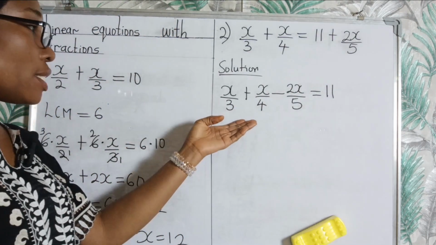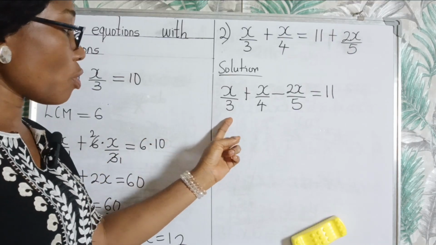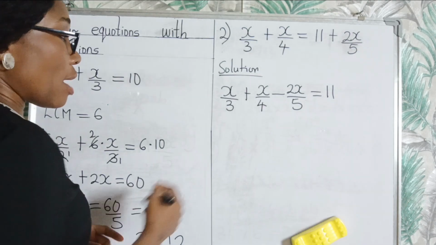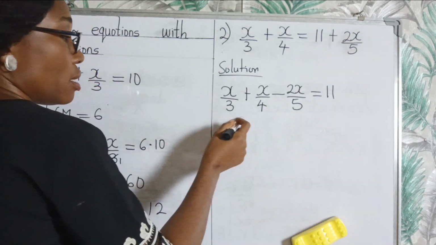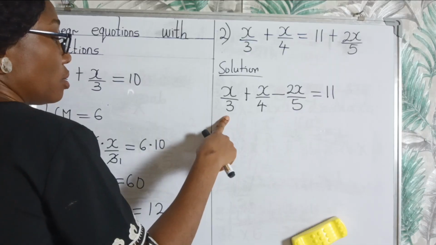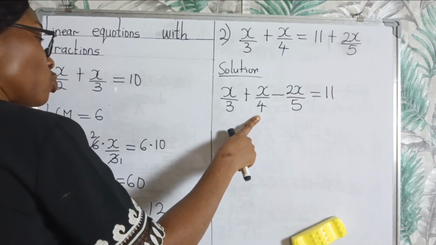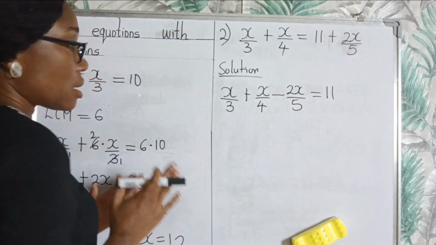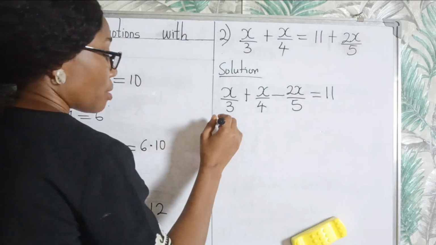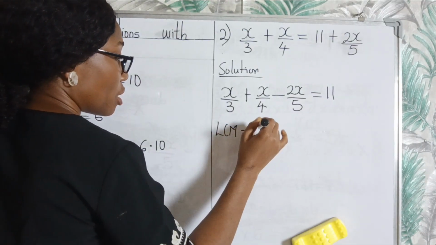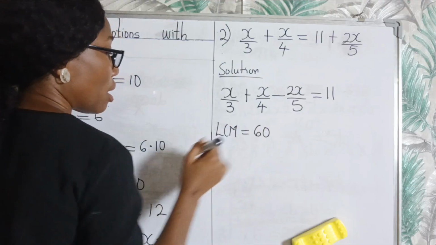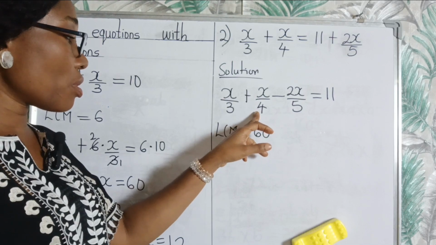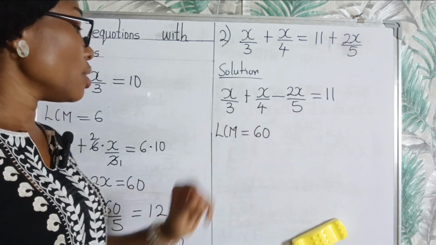Now, I'll do the same thing I did in the first example. I'm going to look for a common denominator. So how do I get that common denominator? I have to multiply these denominators, okay? So 3 times 4 is 12, 12 times 5 is 60. So the common denominator here is 60. Okay, let me write it here. The LCM equals 60. Now 60 is divisible by 3, it's divisible by 4, it's divisible by 5, okay?